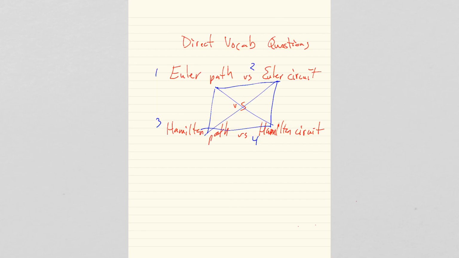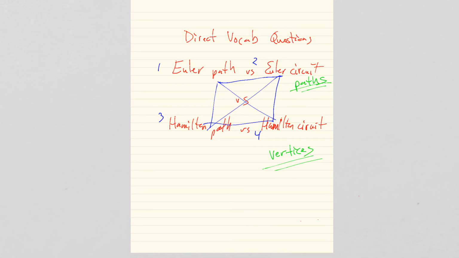So remember, Euler is concerned with paths, okay? Hamilton's concerned with vertices. So Euler's like, hey, make sure you go through every single path without going over it twice. Hamilton's like, nah, I don't care. Make sure you get to every single vertex without going over it twice. All right? So make sure you know those 4 for the test. Those will be direct vocab questions, okay?